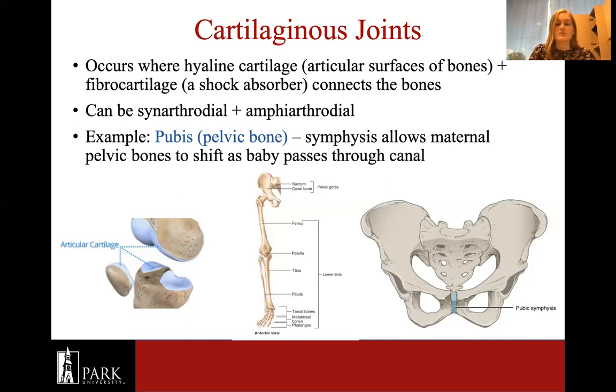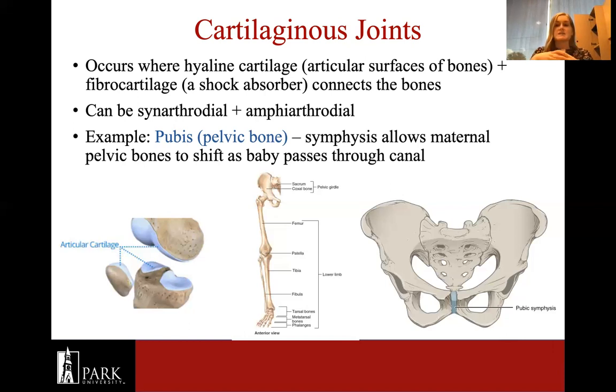Cartilaginous joints can be either synarthrodial, also known as immovable, or amphiarthrodial, slightly movable. An example of this is going to be our pubic bone, which is what you see right here, that line you see that says pubic symphysis. That is going to be fibrocartilage.